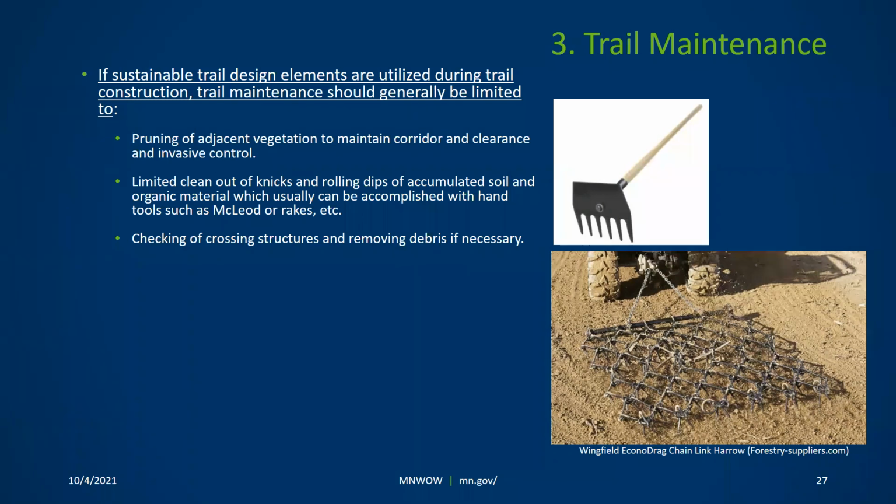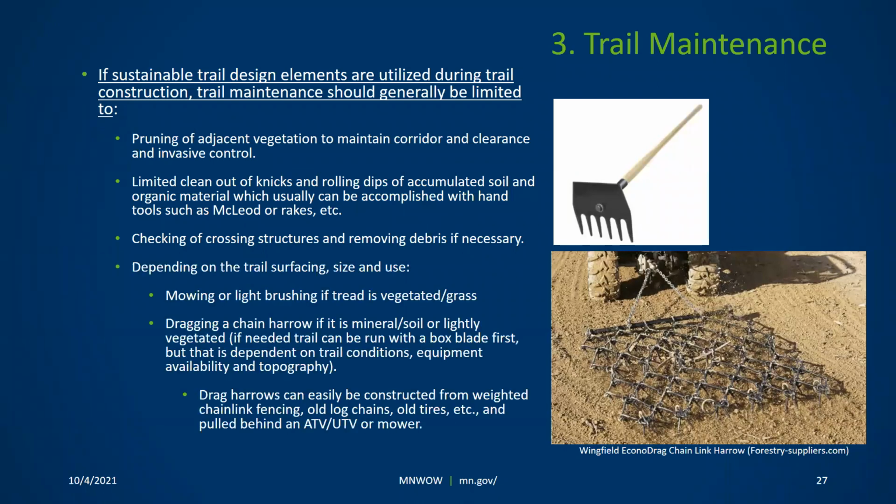Checking crossing structures to make sure they're free of debris. Then depending on the trail surfacing that you've got, you can mow or do light brushing if the tread's vegetated. Again, a lot of people maintain their trails with mowers. This is mostly focused on woodlands, so it might be a mix of things. Another good option is dragging a chain harrow. This often helps regrade that trail. Sometimes you might need a box blade if you've got a larger trail that you use heavier stuff on to run over and then drag the trail.